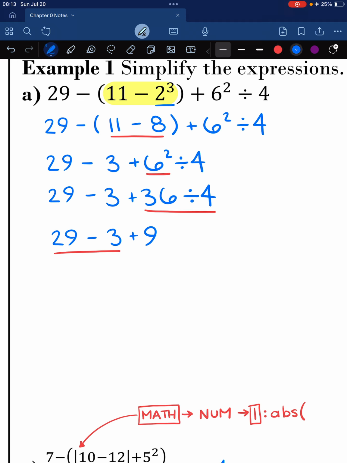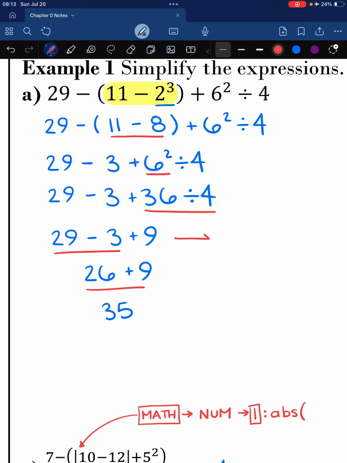And I told you we would talk about why. So let's look at that. We end up with 26 plus 9. And then 26 plus 9 is 35. Okay, what if I hadn't done that? What if I had done the addition first?